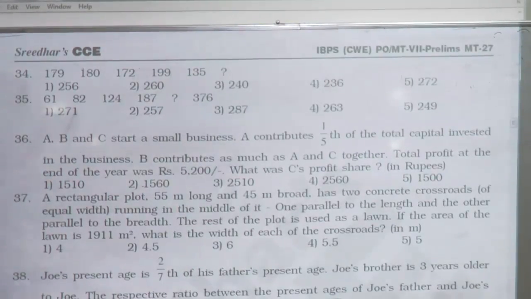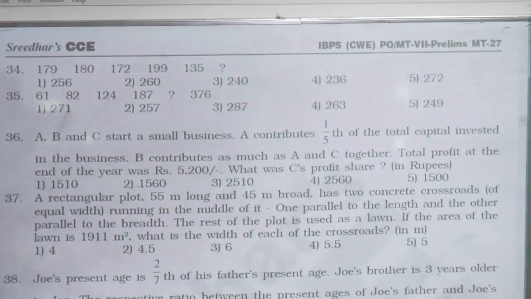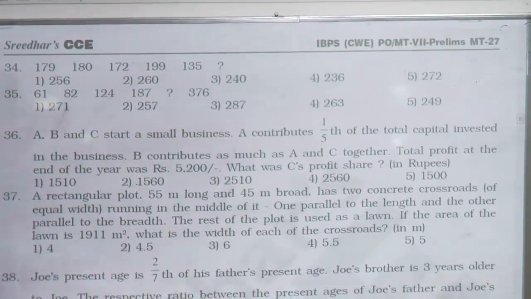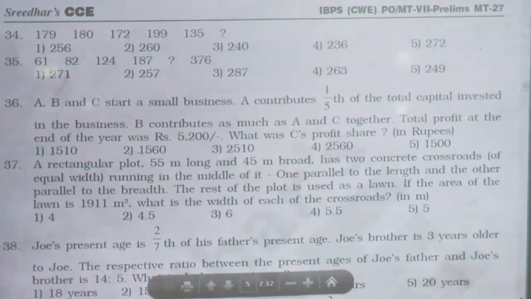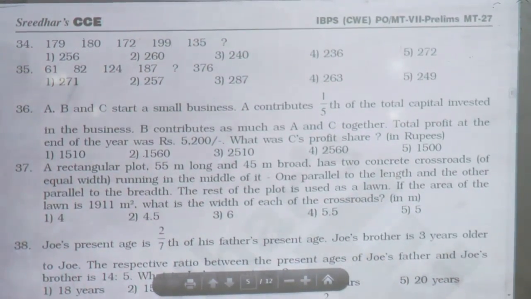Aptitude questions. Next, 46 to 50. You have a line graph, 6 years and 2 elements. So total 12 numbers. You just have only 12 numbers. Should be an easy one.